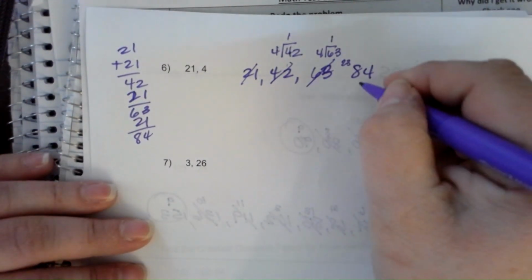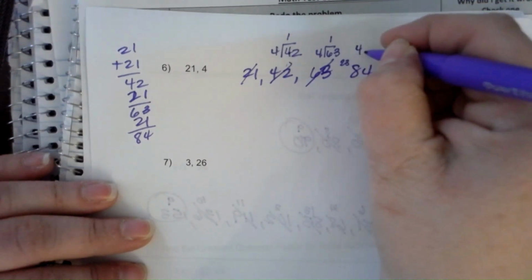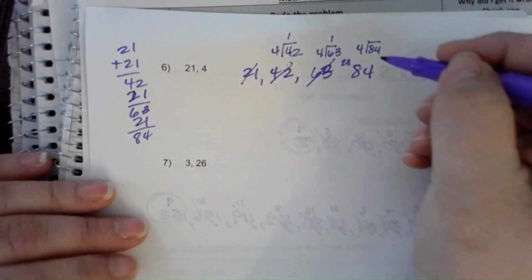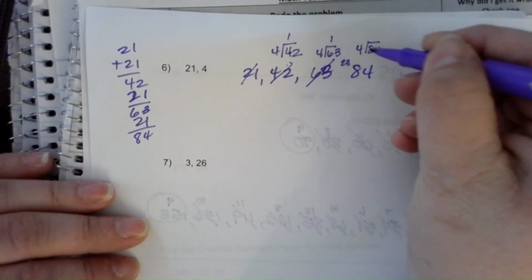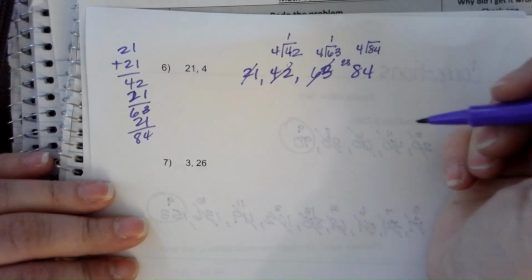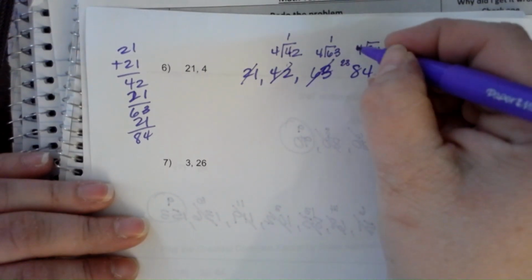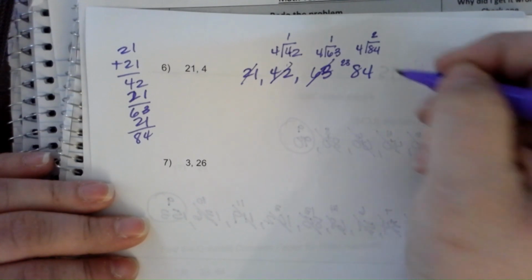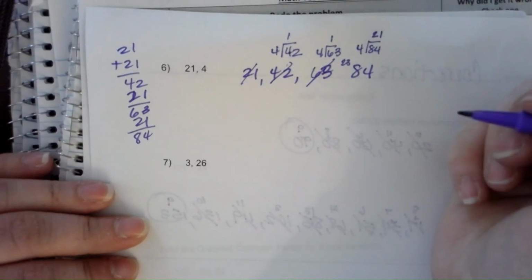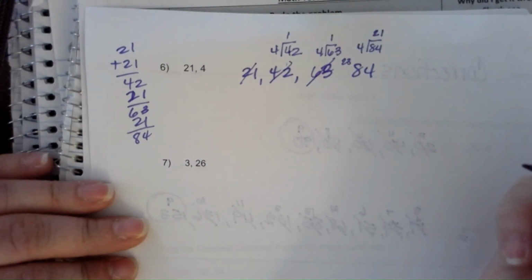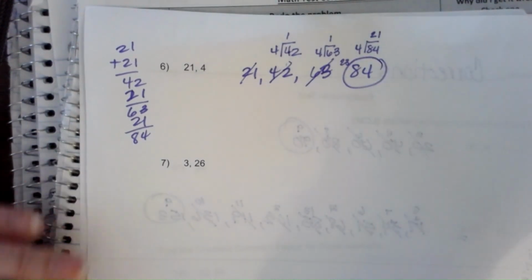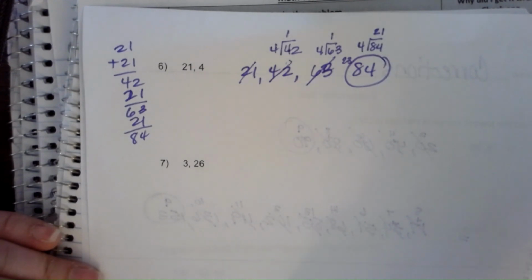Now, when I get into a number like 84, again, I have to ask myself if 4 will go in this number evenly. Now, here's the thing. Both of these numbers, 8 and 4, are multiples of 4. So 4 will go into 8 evenly twice, and it'll go into itself one time. So guess what? 4 goes into it evenly. That is your least common multiple.